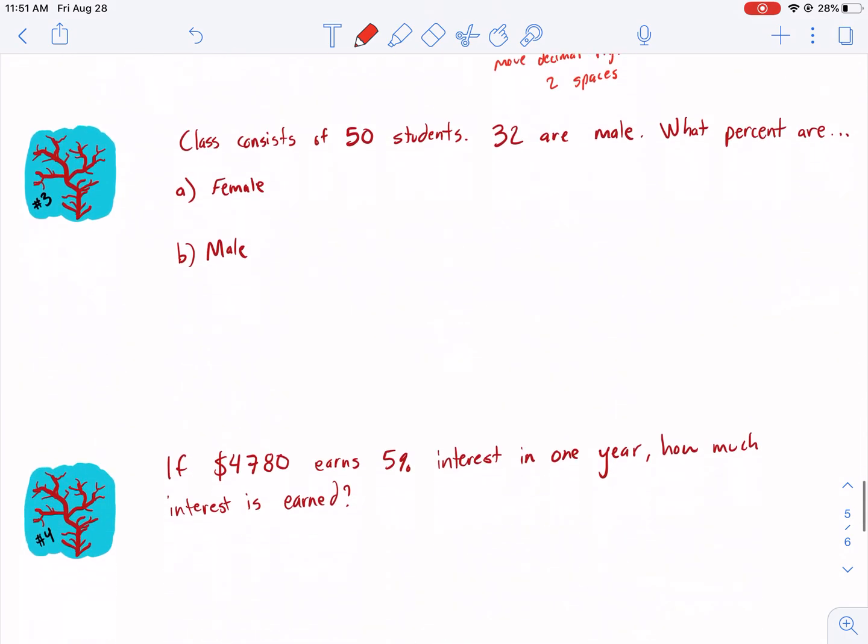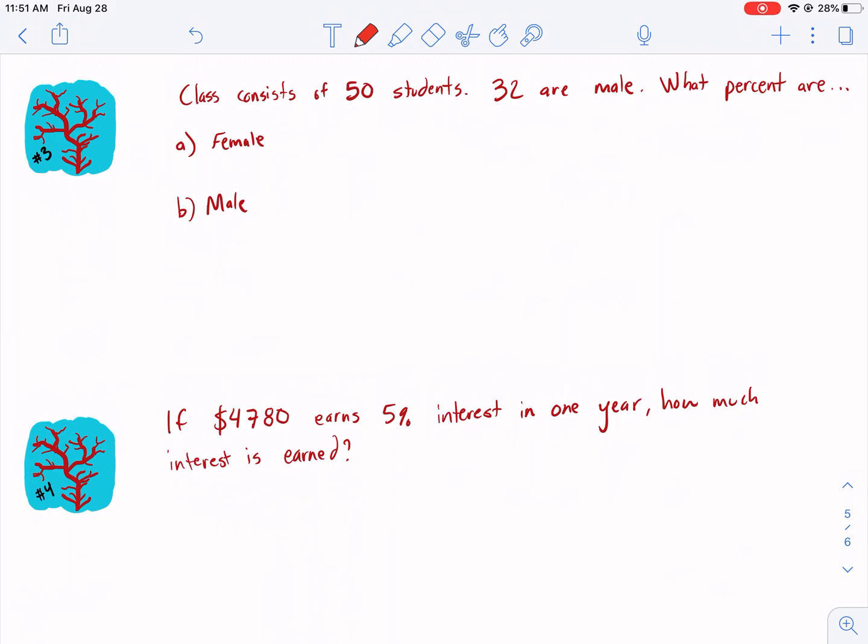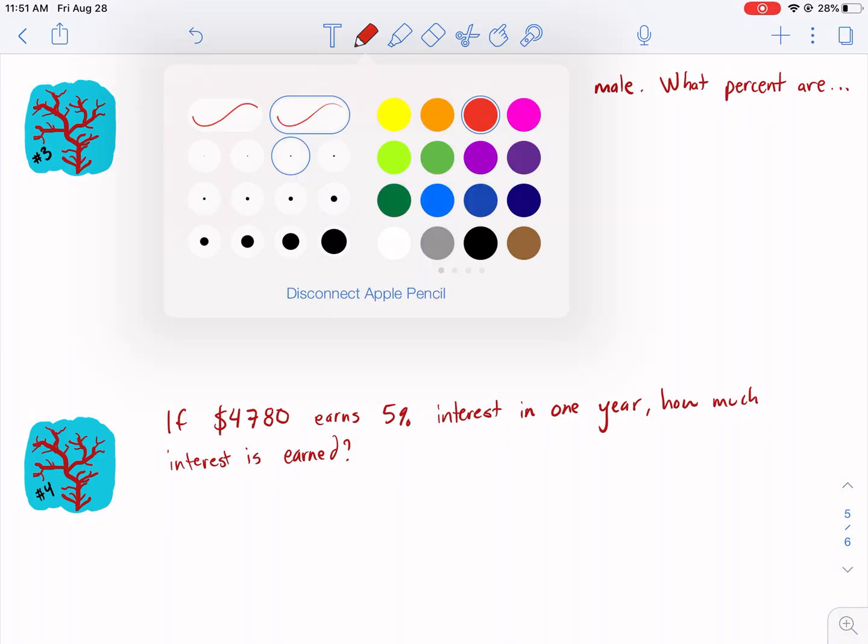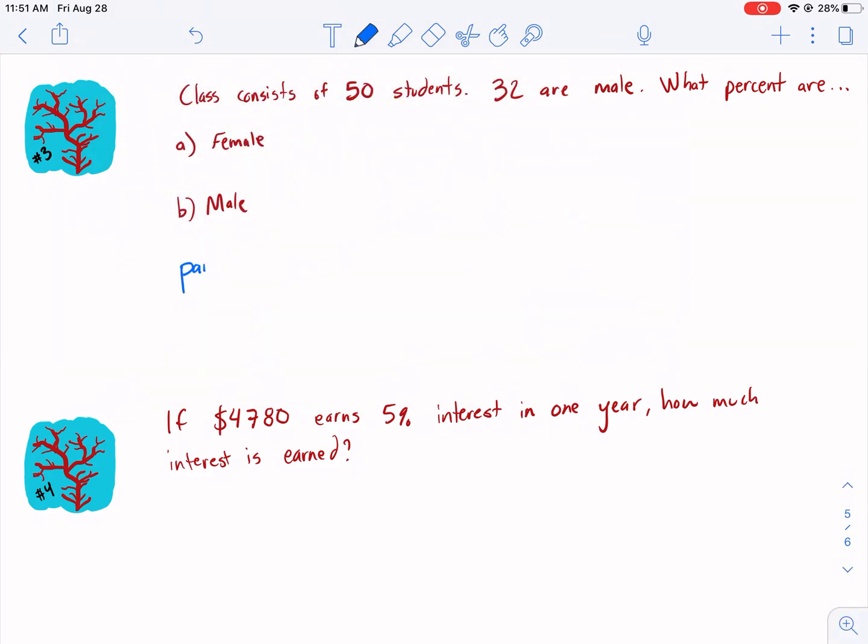Okay, we have 2 examples we're going to do here real quick. A class consists of 50 students, 32 are male. What percent are female and then male? So a class consists of 50 students. This is our whole. Well, let's first break down. We have part and then we have whole. We know there are 50 students. So the whole equals 50 students. Now for female, the part that we want is 32. Oops, I'm sorry, that's wrong. For male, we'll go ahead and do male first. We'll take 32 because that's our part for male. And we divide it by the total, which is 50.